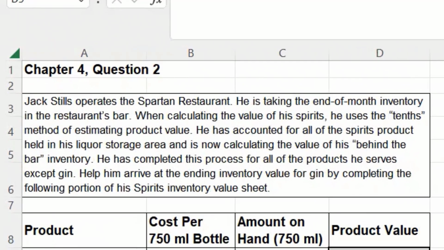All right, in question 2, we're talking a little bit about liquor inventory. And in this one, Jack operates the Spartan restaurant. He's taking the end of month inventory in the restaurant's bar. When calculating the value of his spirits, he uses the tenths method of estimating product value. He's accounted for all the spirit product held in his liquor storage area, and now he's calculating the value of his behind the bar inventory. He's completed the process for all the products he serves except for gin. Let's help him arrive at an ending inventory value for gin by completing the following portions of the spirits inventory value sheet.